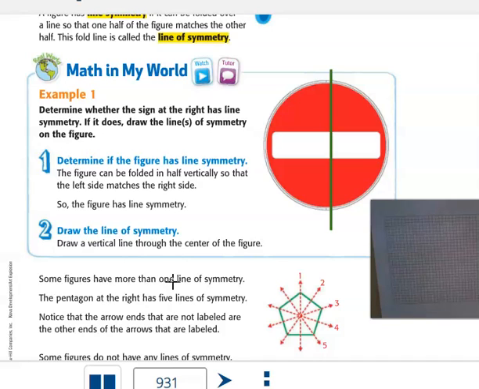Some figures have more than one line of symmetry. The pentagon has these lines of symmetry. We've got 1, 2, 3, 4, and 5. Notice that the arrow ends that are not labeled are the other ends of the arrows. So this one's not labeled because it's the other end of 1. This one's not labeled because it's the other end of 2. That's what that's saying. Some figures do not have any lines of symmetry, and I will show you one of those.